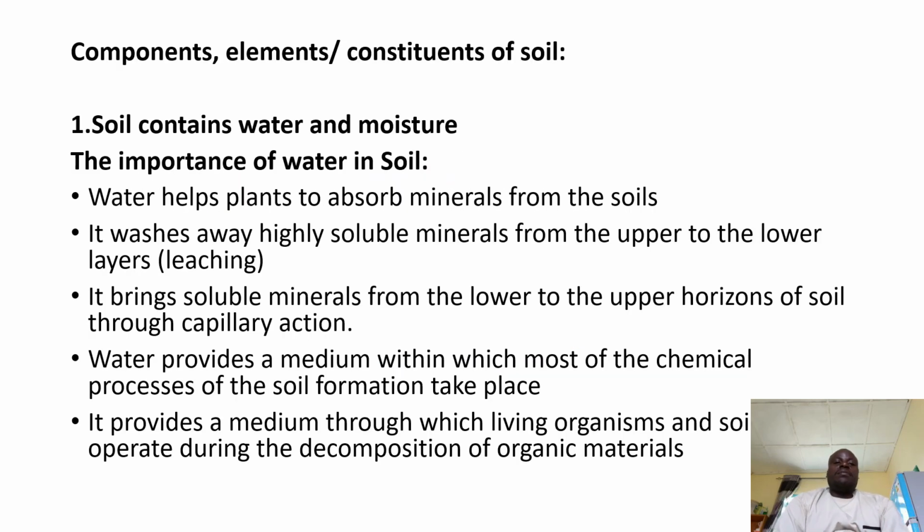Then soil is made up of different components. In fact, 5 major components. The components may also be called elements or constituents. Number 1, mature soil contains water and moisture. And what is the importance of water in soil? Water helps plants to absorb minerals from soil. For example, minerals like sodium, calcium, potassium can be easily absorbed by plant roots under the influence of water.